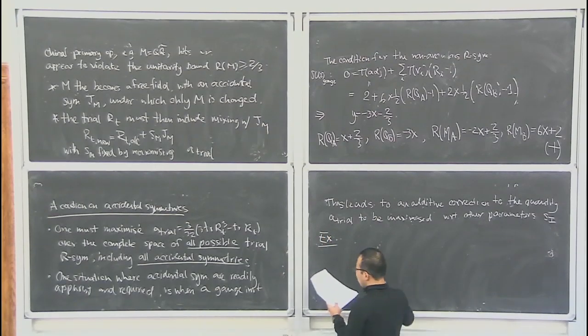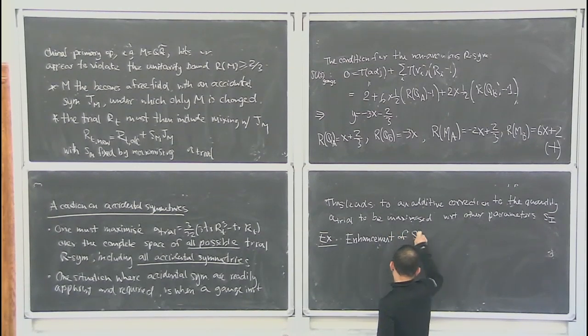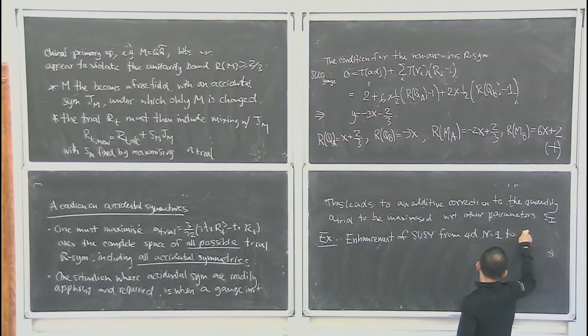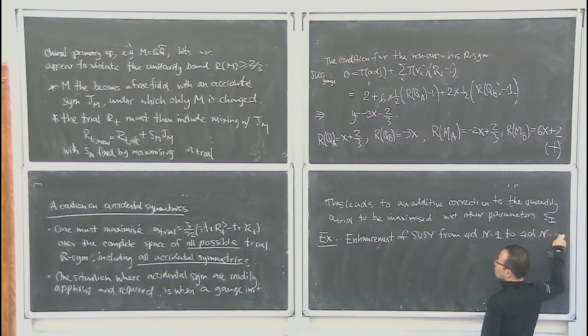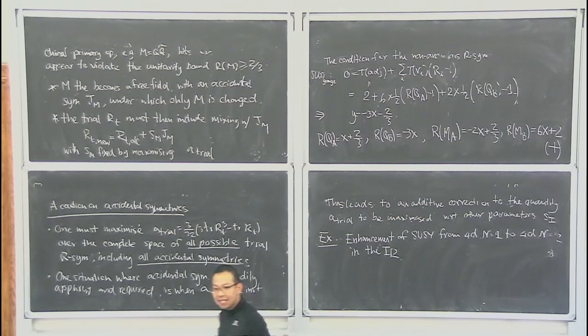This example is called Enhancement of Supersymmetry from 4D N=1 to 4D N=2 in the IR. This is a really new development. It's a really nice example.